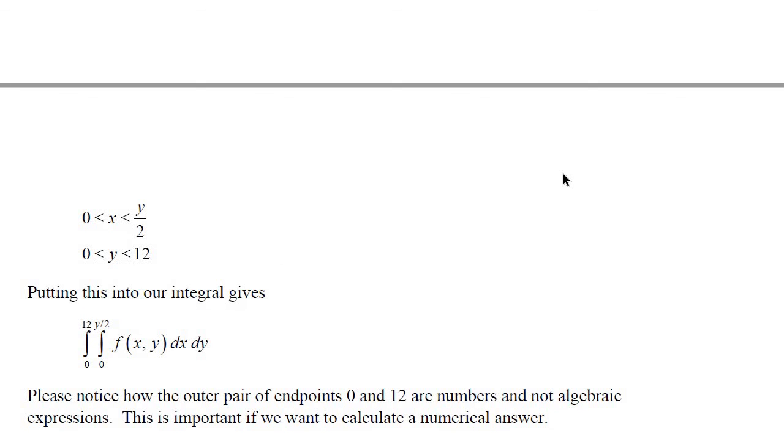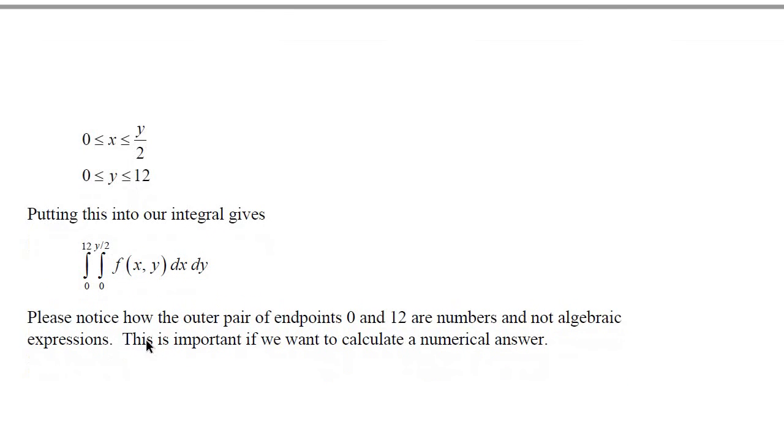So if I change my order of integration, that ends up giving me the following. I'm going from 0 to 12 along the y. I'm going from 0 to y over 2 along the x. Now, notice that the very last interval that we're going to be integrating across, notice those are numbers, 0 and 12. They're not algebraic expressions. This is very important if you want to actually calculate a numerical answer.